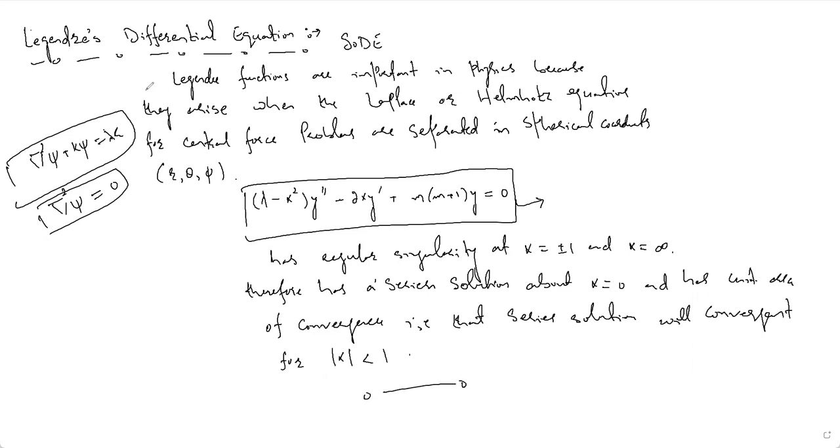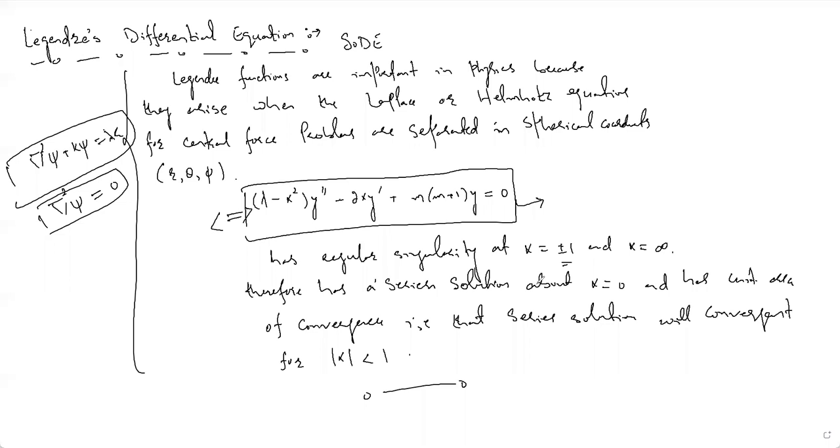Okay, so let me repeat it again. I said these Legendre differential equations arise when the Laplace or the Helmholtz equations are separated in spherical coordinates. Now if you look at this differential equation, we can find out whether it has an ordinary point at some finite point, or whether it has a regular or irregular singularity. We have already obtained in your previous examples that it has a regular singularity at x equal to plus minus 1, because I can divide throughout by 1 minus x squared and see the behavior of p of x and q of x. So it has a regular singularity there and also at infinity. Therefore, we can have a series solution about some point x equal to 0.